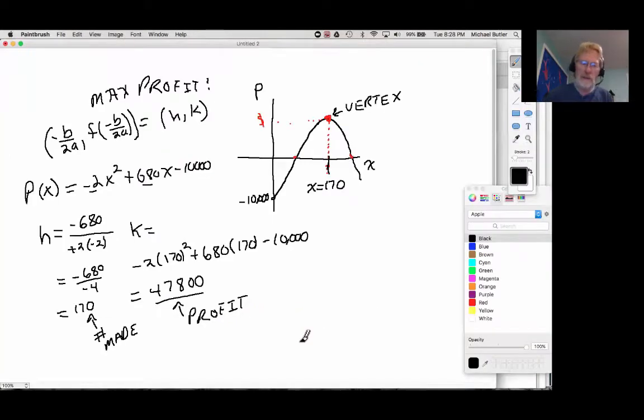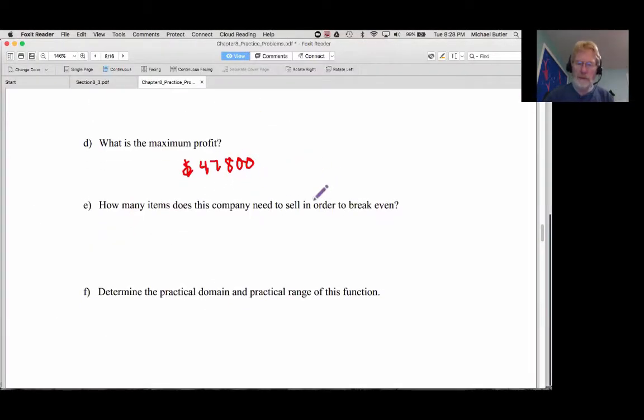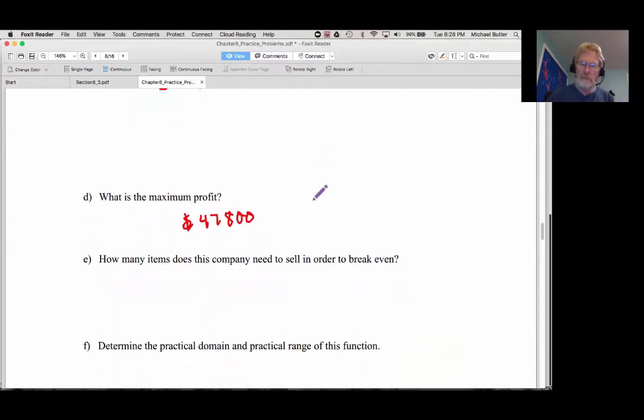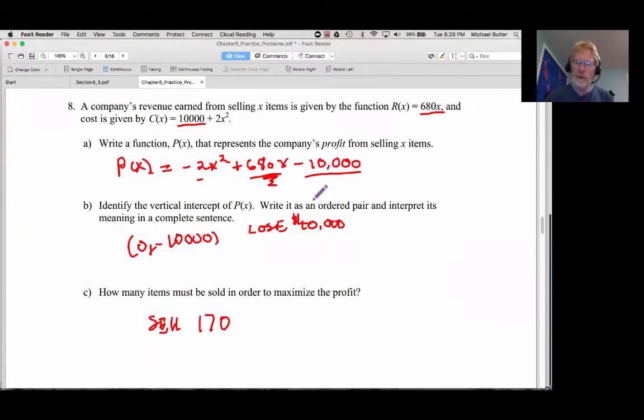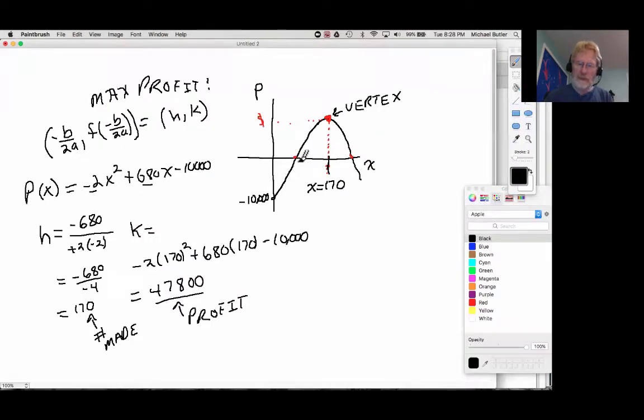So let me come back up here to our profit function. In the business world, this part right here is called the fixed cost, and this part right here is called the variable cost, because it varies based upon how many you make. So back over here, if I want to find out where I break even, that means profit is 0. That infers P of x is equal to 0.